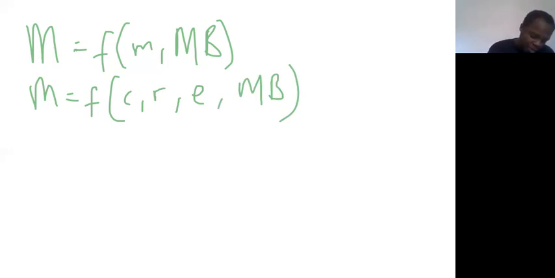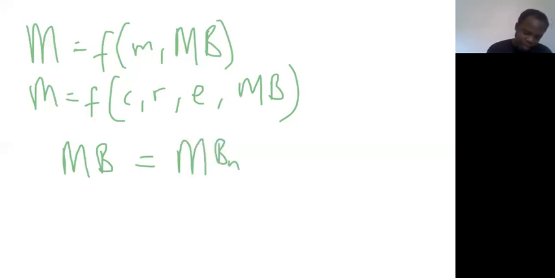So I can say this monetary base is equal to non-borrowed reserve. So non-borrowed monetary base, sorry. So let me use MB. So non-borrowed monetary base plus the borrowed reserve. So if I decide to split the monetary base into two, that is non-borrowed monetary base and then borrowed, right? Okay, great.